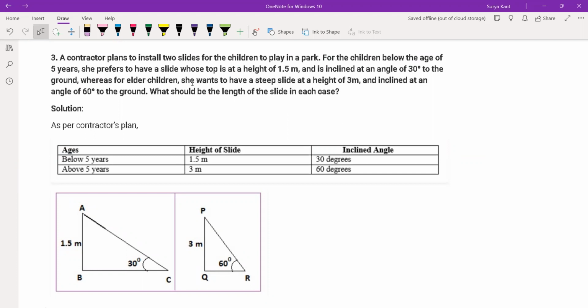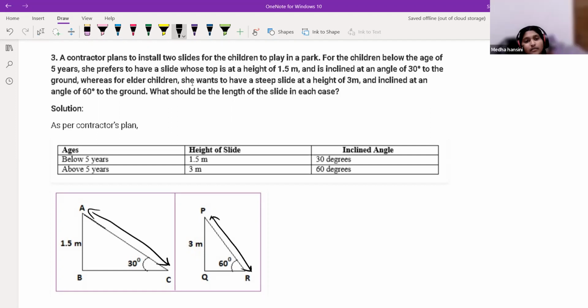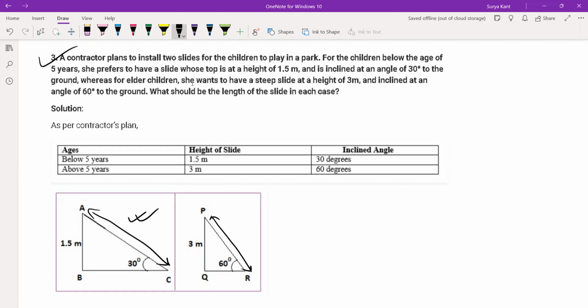A contractor plans to install 2 slides for the children in the park. Okay. So there are two types of slides here. We have to find the length of the slide in both the cases. Like in the first case, we have to find the length of AC. And in the second case, we have to find the length of PR. Try to understand, and if you're not getting the question, you ask me. And if you understood completely, find the value of AC and PR and just write in the chat box.